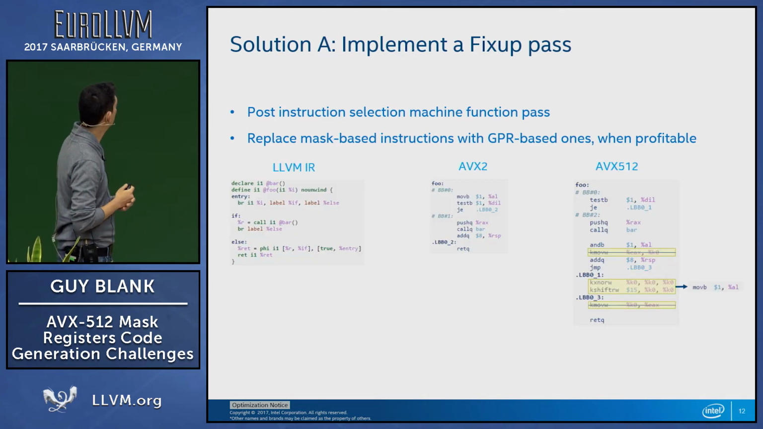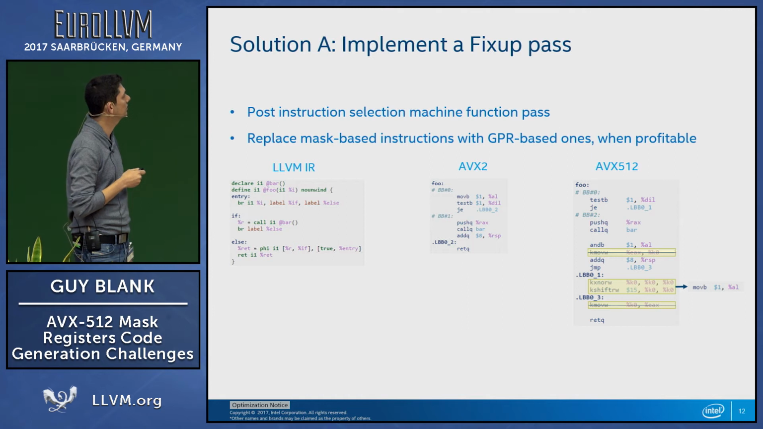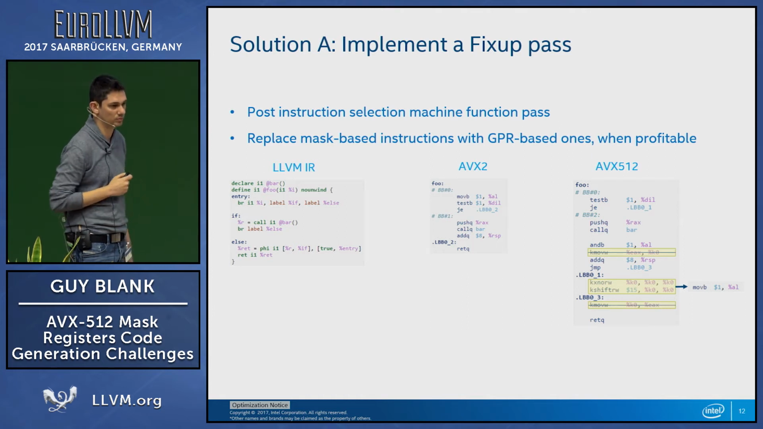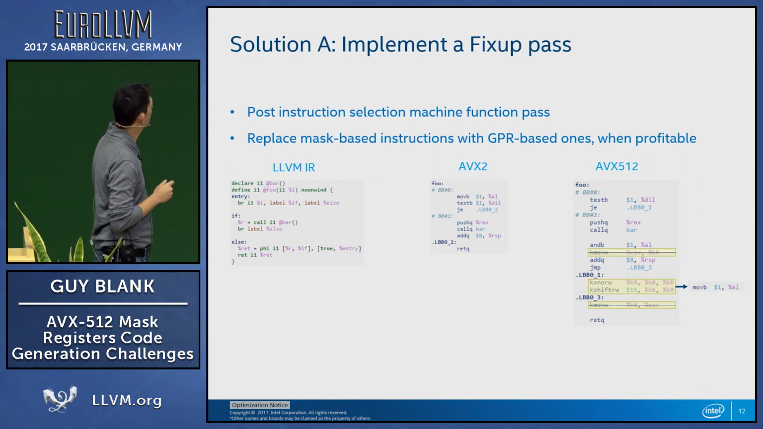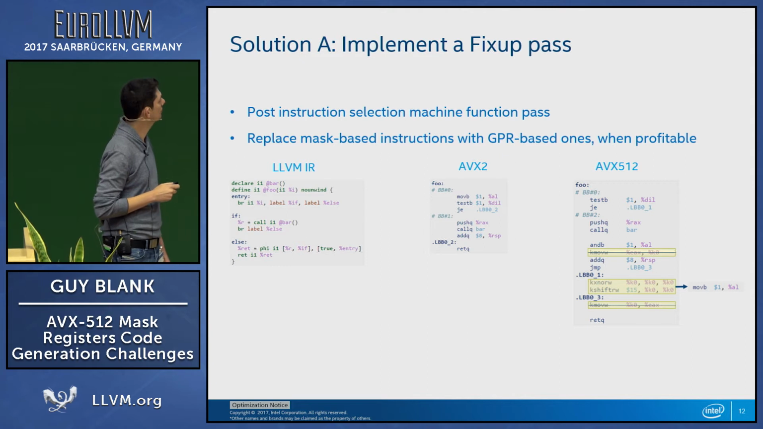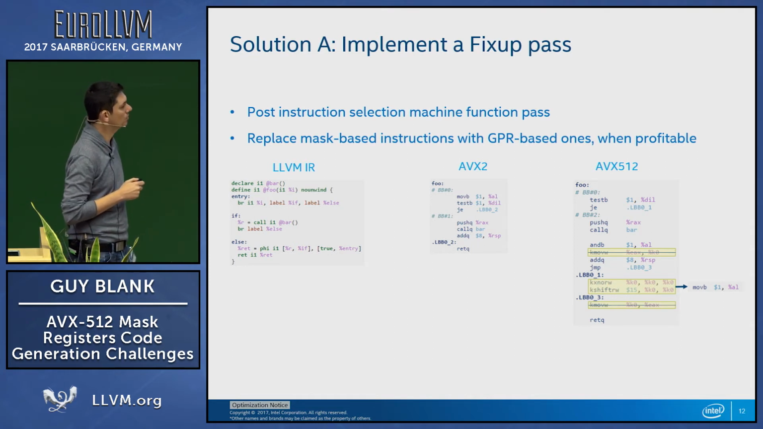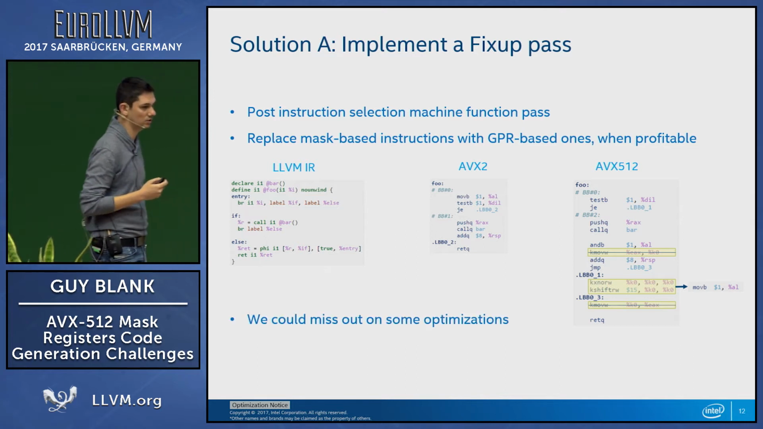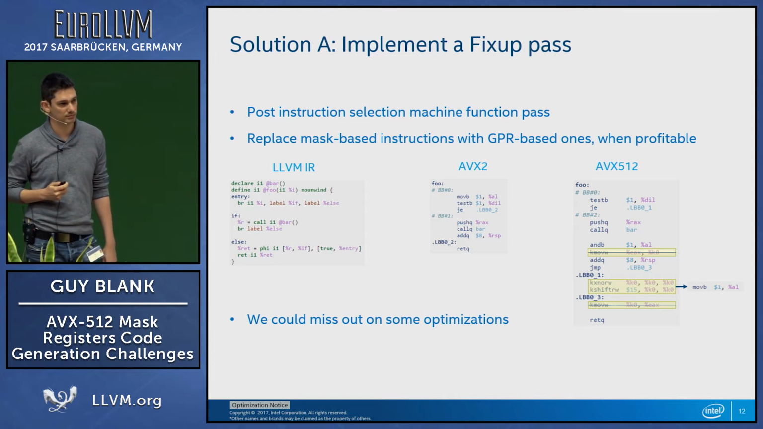For the example we saw, what we would expect such a pass to do is to take the computation here, replace it with the GPR-based one, and then we would no longer need the K moves, which are only moving between GPR and masks. Now, there are a few issues with such an approach. The first one is it isn't really the same code, even after the transformation. You can see a bit of reordering. There are more basic blocks here. So we might be missing out on some optimizations along the way because we've made it sometime after instruction selection.